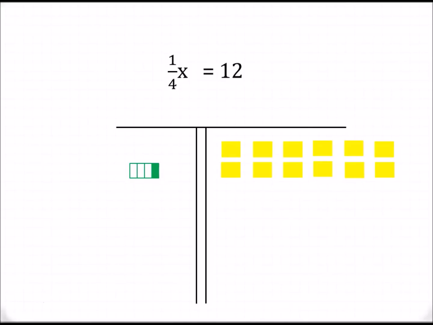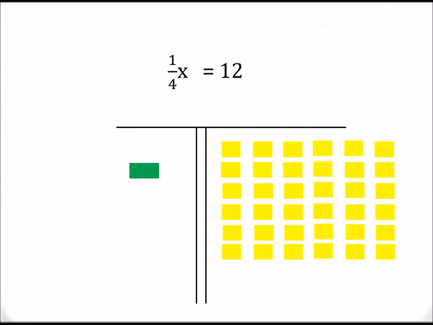Now again, this is 1/4 of an x, and we need to get 1x. So if I multiply by 2, then I need to multiply by 2 on the right-hand side. The 12 is going to double. If I multiply by 3, that also multiplies by 3 on the right-hand side. Multiply by 4, and then we get x equals 48.